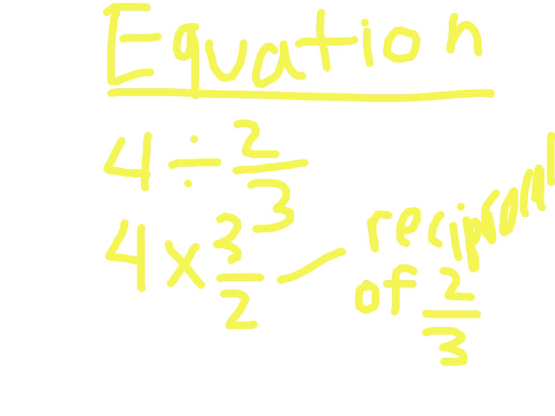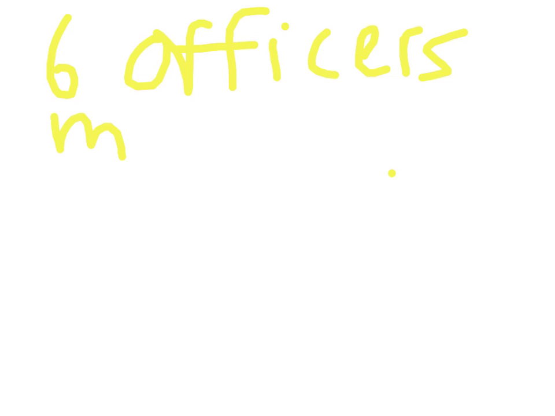And then finally, it turns out to be 4 times 3, that's 12, over 2, that's 6. So that finally gives you the answer of 6 officers measured the jail.